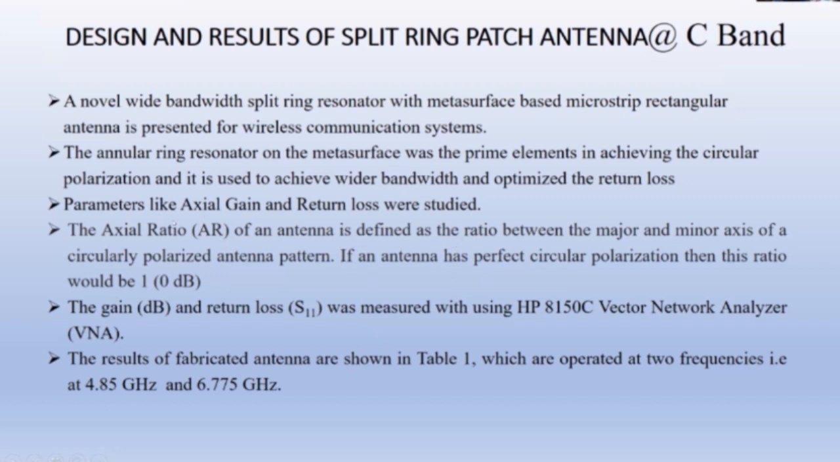Circular polarization means the axial ratio is showing nearby 1 dB, and I have measured my gain and return loss through this HP 8510C vector network analyzer, VNA. And the result I will show you. My antenna will resonate at two frequencies. It is showing minus 18 dB return loss at 4.85 gigahertz, and a very good return loss of minus 40 dB at 6.775 gigahertz.